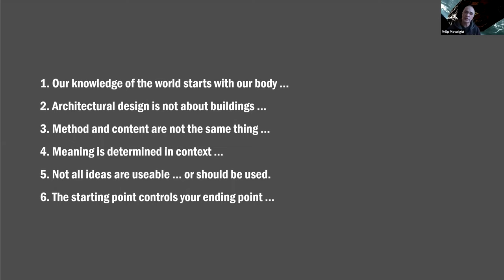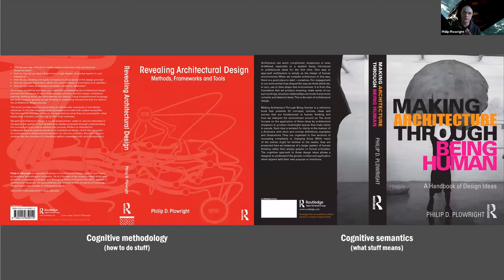And then I'll end on, obviously, this, which is the last two major books that I did. This whole conversation today is really about these two things. One is about how we do things, which is the revealing architectural design. And then the one I just published last year, which is about cognitive semantics, which are a series of really, really simple tools that we use in thinking to actually make spaces make meaning.